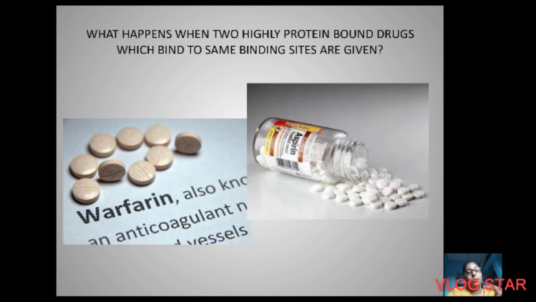One drug will be more highly protein bound than the other. In this case, aspirin is more highly protein bound than warfarin. So warfarin will be displaced from the protein by aspirin. Both will compete with each other, and aspirin will succeed and warfarin will get displaced from the proteins. So warfarin concentration in the plasma will be increased, and it leads to toxicity, which is hemorrhage. So when giving these two drugs, we must be cautious.